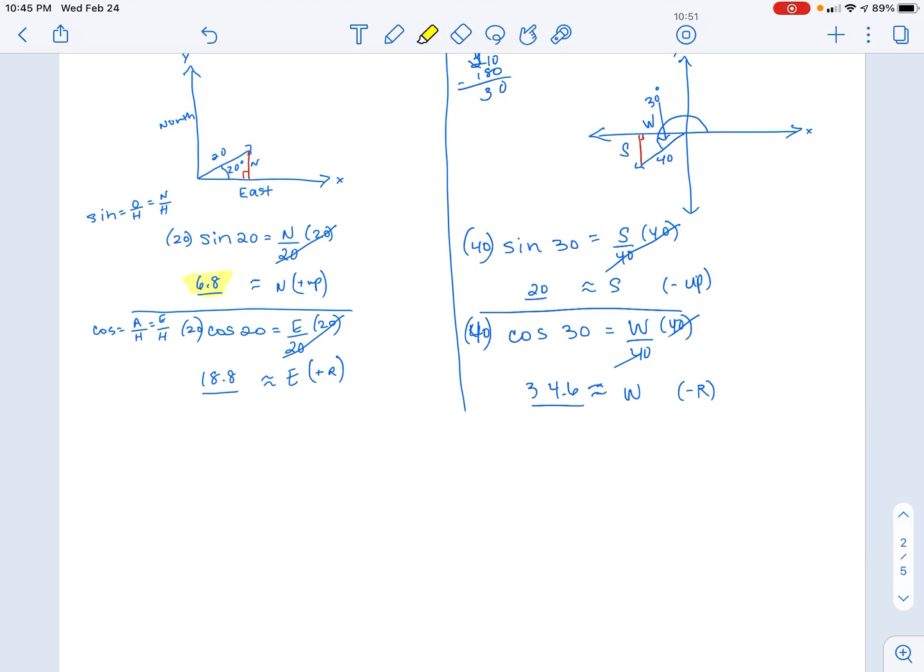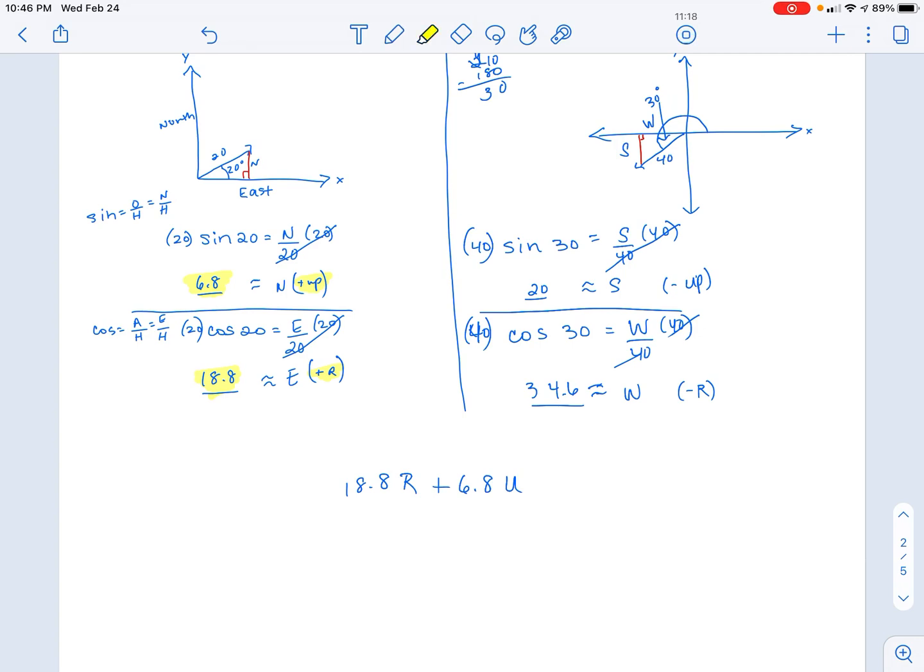6.8 up, 18.8 right for the first one. So let's go ahead and write that. We should do the right one first. So we'll do 18.8 right plus 6.8 up.